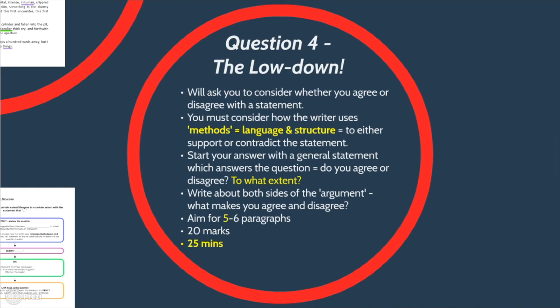I would aim for 5 to 6 paragraphs. I would say 5 is the golden number for this question. But if you can easily write a 6th in the time that you're given, which is 25 minutes, then go for that. Just make sure that you really do analyse the words in the quote that you've chosen and really consider the effect on the reader.